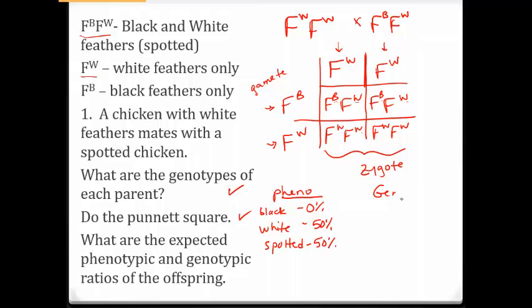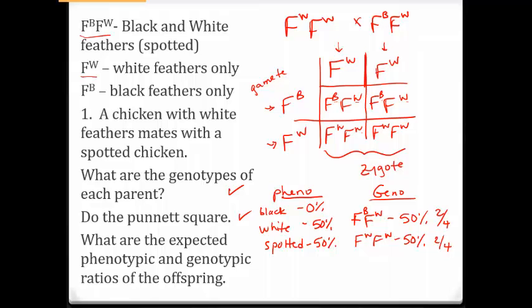Now, as far as genotypes, this is what the letters or the genetic information is. And if you take a look at the 4 boxes, you notice these two on the bottom are the same. The two on the top are the same. So we have F with a B and F with W 50% of the time. And we have F with W also 50% of the time. So 2 out of 4 if you like the fraction thing better, that's perfectly fine. 2 out of 4 boxes meet that description.